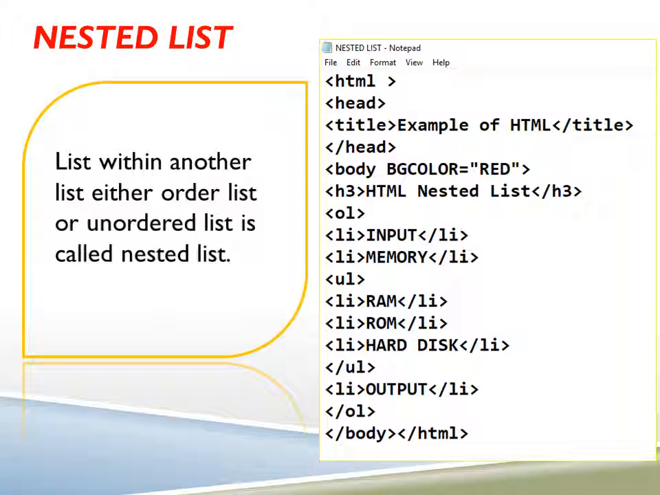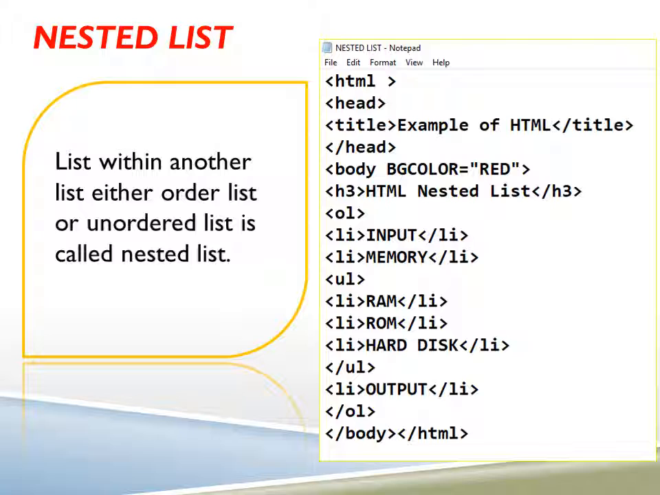Nested list. A list within another list, either ordered list or unordered list, is called a nested list. When you create a list inside another list, it's called a nested list. The program for that is given on the right side. HTML, head, title, you will give some title, then title tag close, head tag close, body, bgcolor equal to red, which is for giving background color as red.